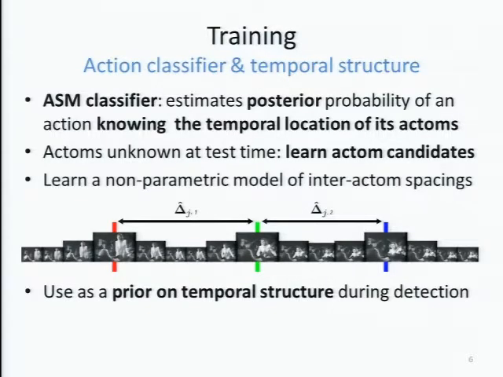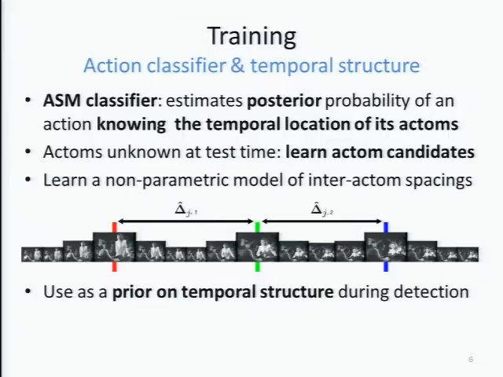So I'm going to go a bit fast for this first part. So I won't go into the details of the parameterization of this model. But basically now when you have built this model of actions, you can learn a classifier, right? So you take your favorite classifier. Mine is SVMs. Basically what matters is that this classifier outputs a posterior probability of an action knowing its actoms. So knowing its temporal structure, okay?